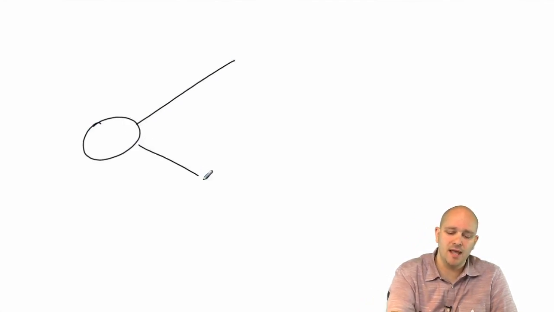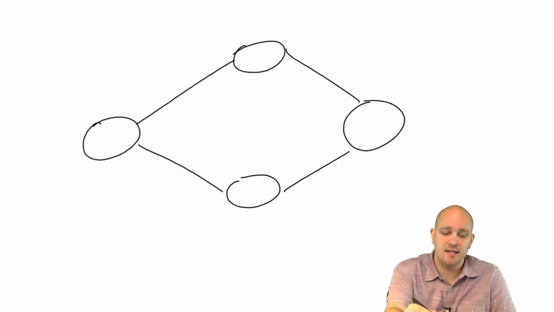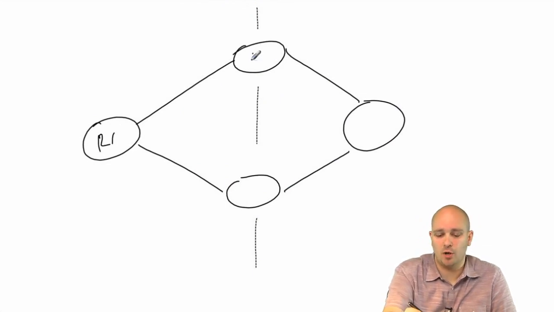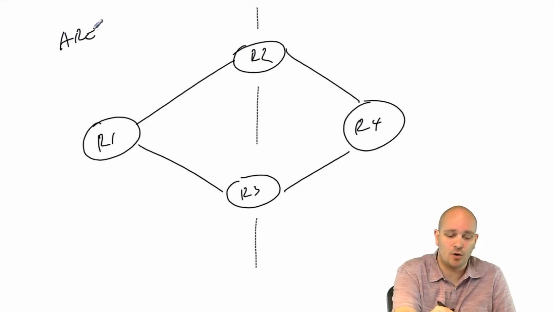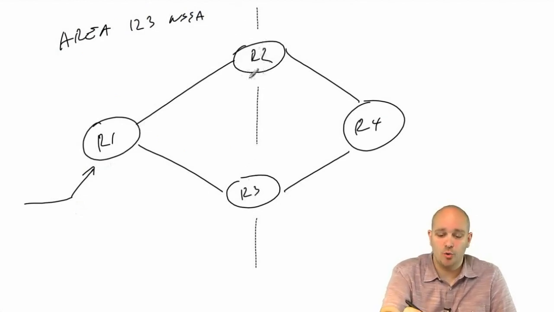There is one more interesting thing about the NSSA areas, and that is when we have multiple ABRs in the NSSA area. So let's take a look at an example that might look something like this. So we have R1, R2, R3, R4, and let's say that this here is our area 123 NSSA, and that R1 here is redistributing some network here. That means that our R2 and R3 routers are NSSA ABRs. So this is an ABR and this is an ABR.